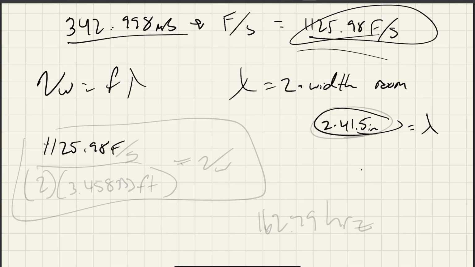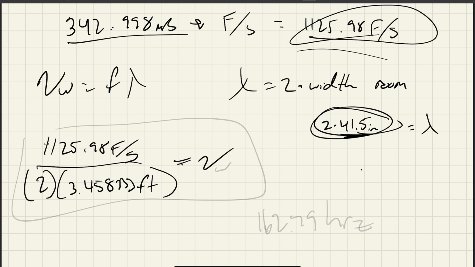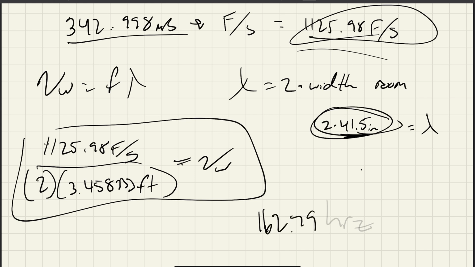Our speed of sound, in feet per second, over 2 times our length in feet, which is going to be 3.45833 feet. I just took the 41.5 inches and turned it into feet here. And then that will equal our resonance frequency. So there's our equation here, and we get what? Let's see. Here we go. 162.79 hertz. So somewhere around about 160 hertz should be the resonance frequency.